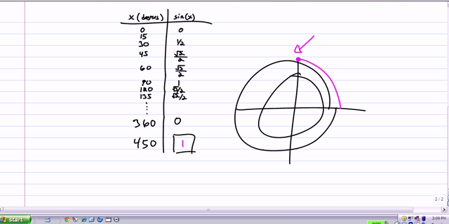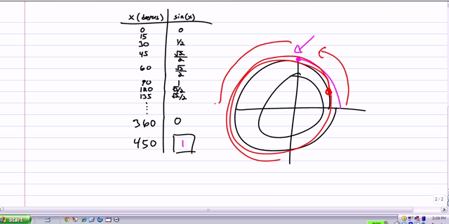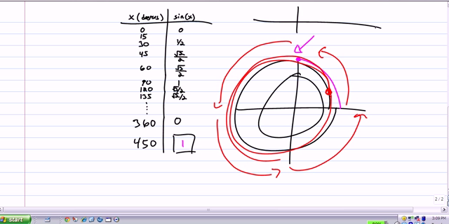And what's cool, if you remember back to the iPad app where I dragged that dot around the circle, the values for sine go up to 1, they go down to 0, they go down to -1, and they go back to 0. So if you graph the sine function, you end up with a graph that looks like this.